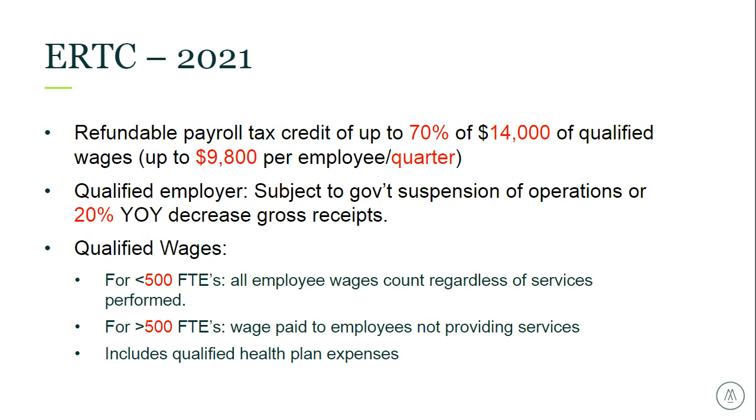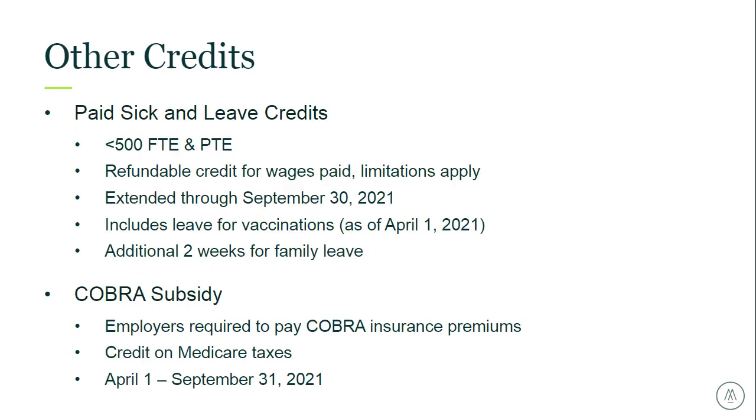And then some other credits: the paid sick and family leave credits were extended as well. Those are applicable to organizations that have under 500 full-time and part-time employees. That's one of the things with all this legislation: full-time employees, or applicable employees, is not the same for everything. It's a refundable credit against the Social Security and wage taxes. There are some limitations that apply. It was extended through September 30th, 2021. It now includes leave for vaccinations or if somebody can't work because they're waiting for test results.